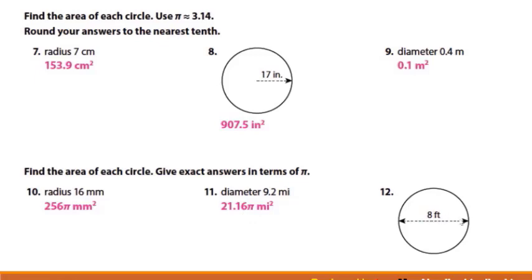Now we're going to something else. The last one I give you diameter also. This means I have to divide it by 2. So my radius here will be 4. 4 power 2 is 16. 16 pi. So this is my answer.